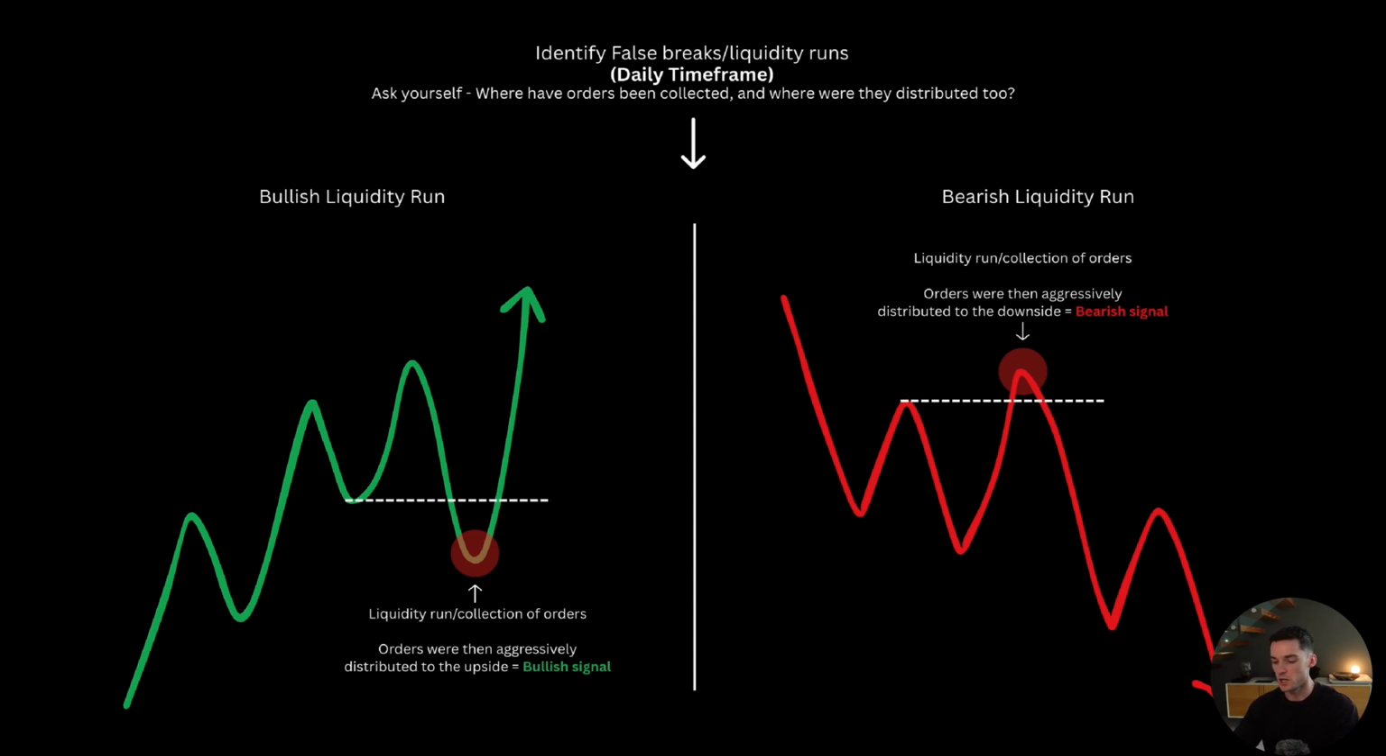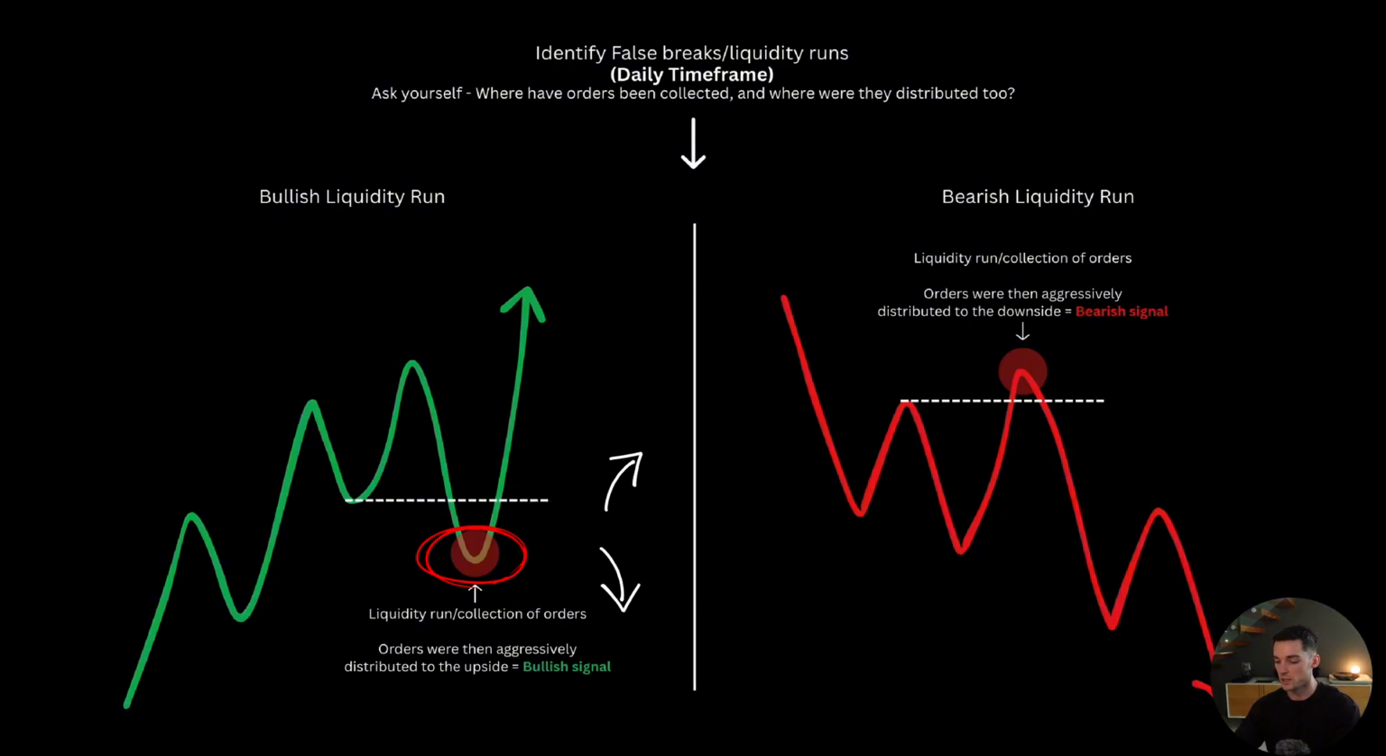So we know that orders are generally resting at structure highs and lows. So we want to look at recent price action, usually over the last 2 weeks or so, to see if any structures have been taken out, and if so, how did price react? So when the structure was taken out, did it continue distributing in the same direction?